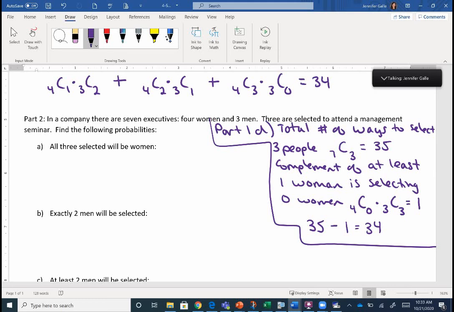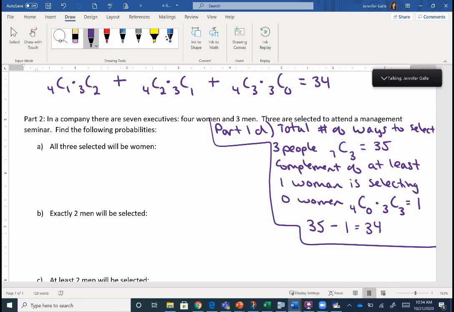So this situation, it looks a little different because we're not at the probability piece yet. But you can take your total number of ways and subtract off that complement piece. It works the same way it does with the probabilities. So it's a shortcut option for you. Obviously, the work we did in letter D, it works. It's just a little bit longer way. So it's kind of up to you.